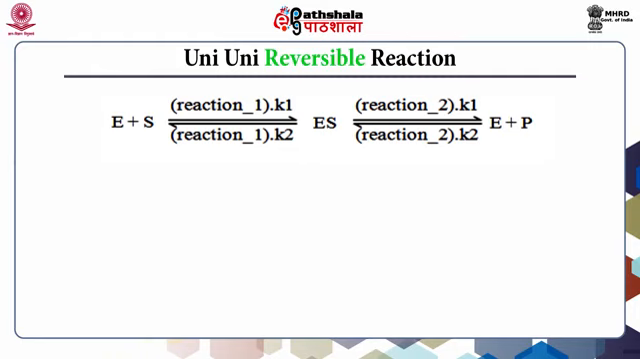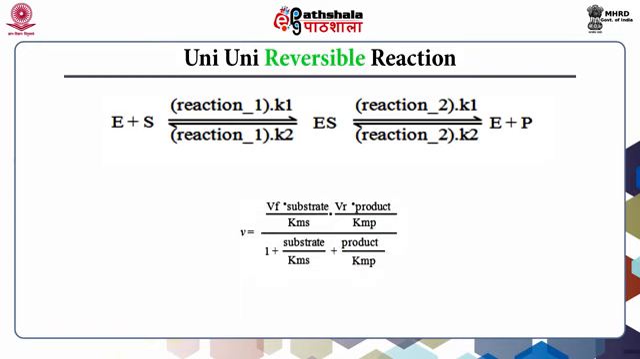And finally, reaction_1.K2 is the rate constant in the first reaction in the backward direction, that is dissociation of the enzyme substrate complex, ES, to form free enzyme E and substrate S. The notation for the reaction number, that is reaction_1 or reaction_2, is always enclosed within brackets. The rate of the overall reaction for the formation of one product from one substrate for a reversible reaction is given by the Michaelis-Menten reversible equation.